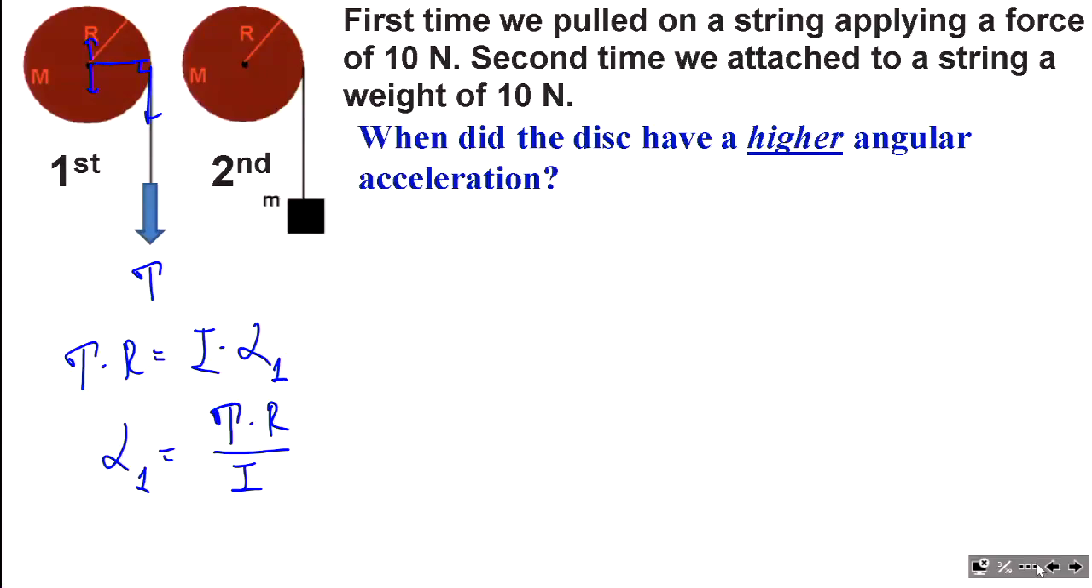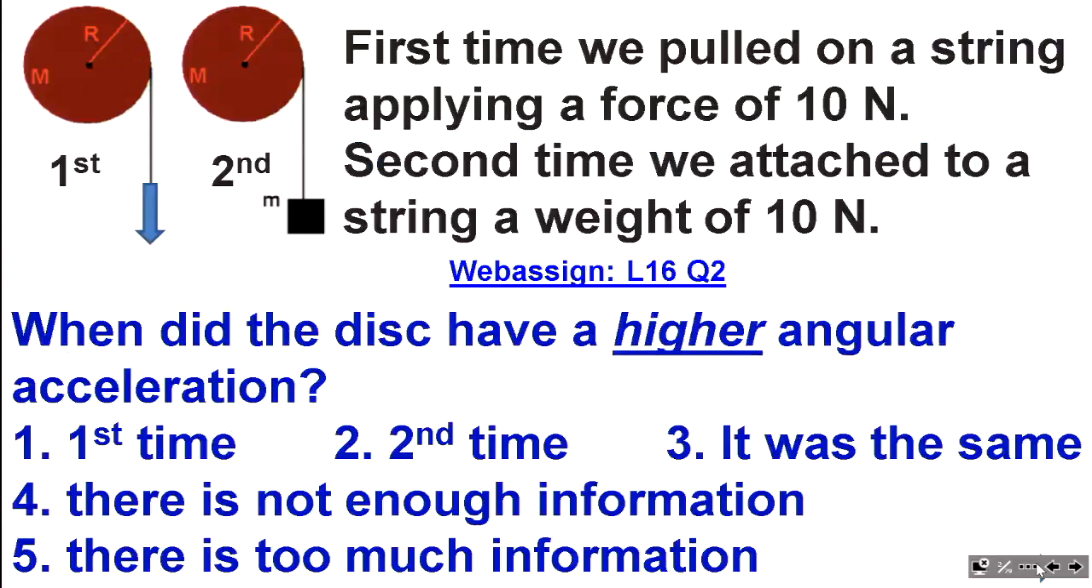A similar type of reasoning you need to repeat for the second situation. You need an expression for alpha 2. You look at that expression and it gives you a way to compare alpha 1 and alpha 2. And then you should choose your answer from this list.